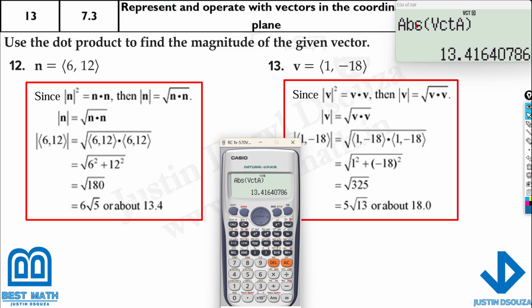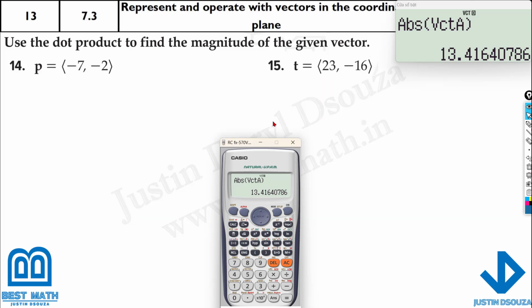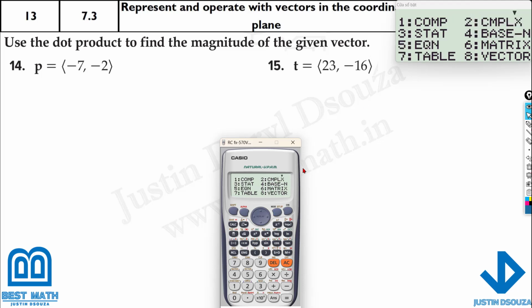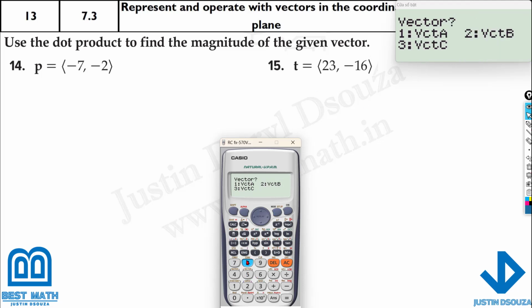Similarly, please do solve these others. They are very, very simple. There's nothing difficult in this. Just saving, they're all the same. Let me do this 15th one. Mode 8, 1. Look at the dimension. If it was 3 dimension, you choose option 1, but it's only 2, so I'll choose option 2 and then type it out, equal to -16, equal to, press AC, shift phi.